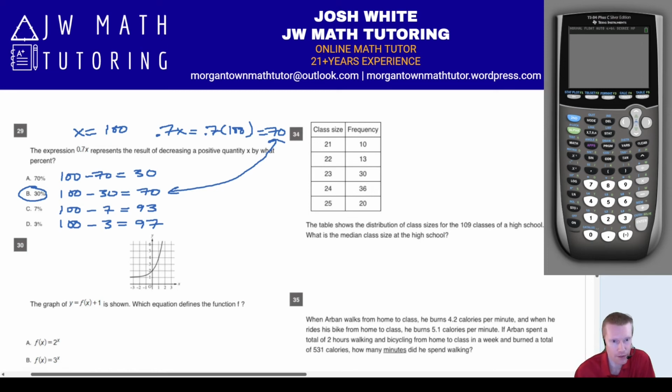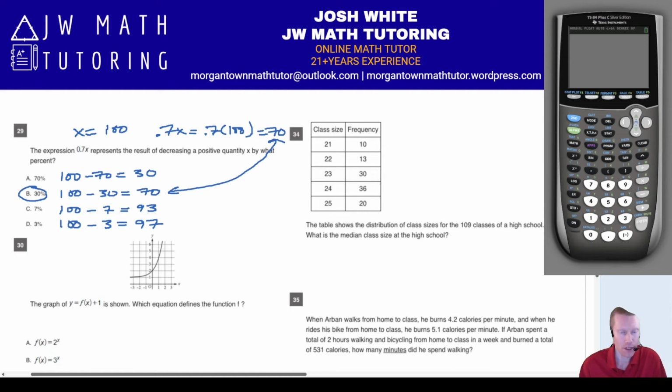And just to talk about the theory behind this a little bit. When you have these problems where it's like 0.7x or 0.6x or point whatever x, and you're talking about decreasing something, basically what happens is the remaining amount that you have, in other words, here it's the 0.7x, is going to be equal to a decrease in the original quantity by whatever decimal you add in order to equal 1.